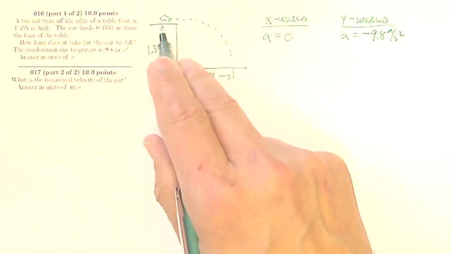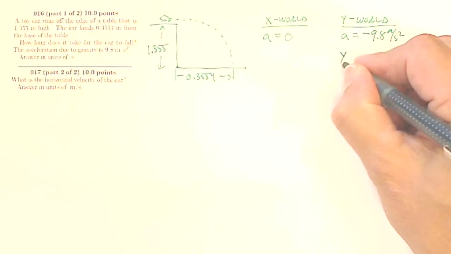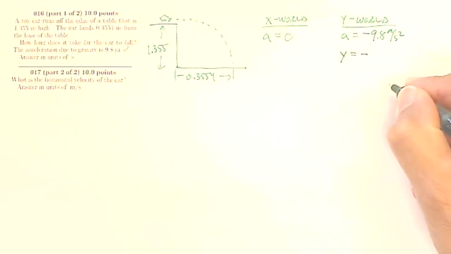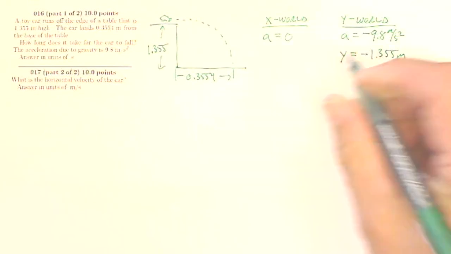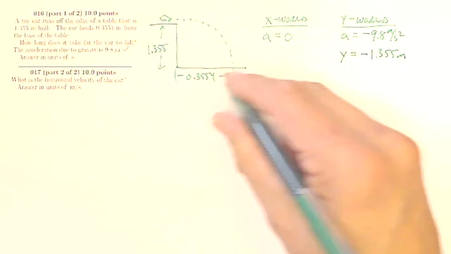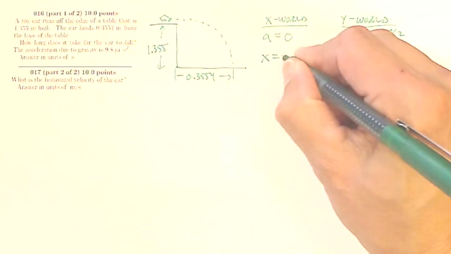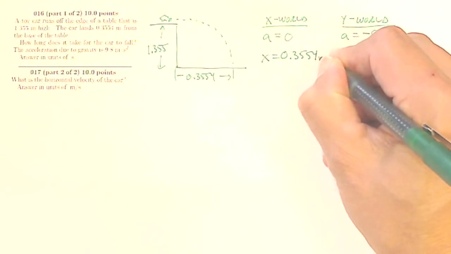I know that my distance it falls in the y world is 1.355 meters, so that is my displacement, and it's going to be negative because it's down, negative 1.355 meters. In the x world, it's going to move 0.3554 meters horizontally, so that's my displacement in the x world, 0.3554 meters.